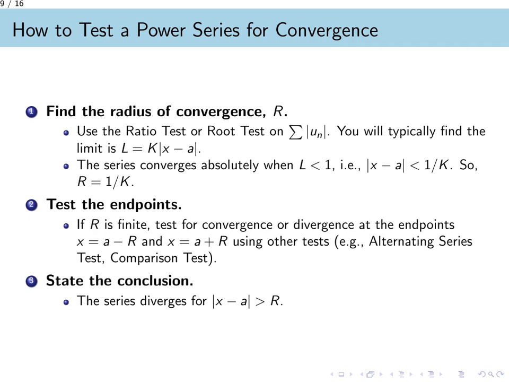So for these two specific values of x, we must use a different tool, such as the alternating series test or a comparison test, to determine if the series converges or diverges. Finally, we state our conclusion. We know the series converges absolutely inside the open interval defined by R and diverges for all x outside of it. Combining these results with our findings from the endpoint tests gives us the complete interval of convergence.